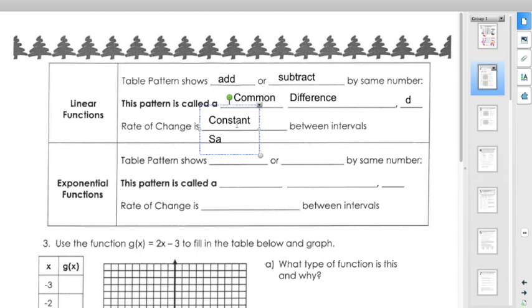AKA, it's the same between intervals. It doesn't change. For linear functions, it's always constant, whether you're going from 3 to 2, 2 to 1, 1 to 0. Okay, it's going to be the same.